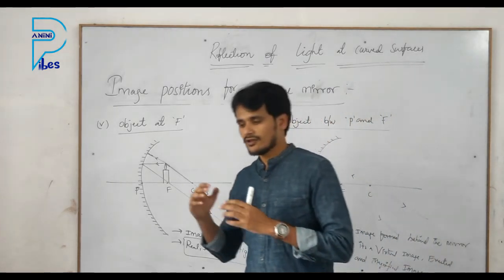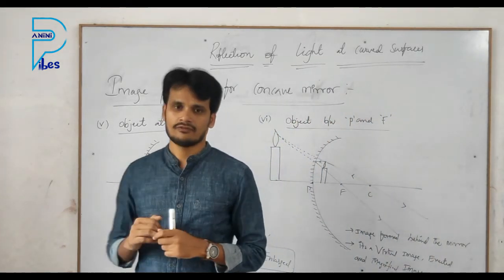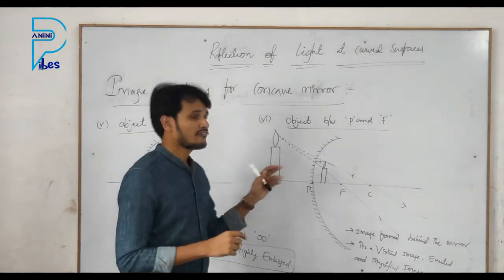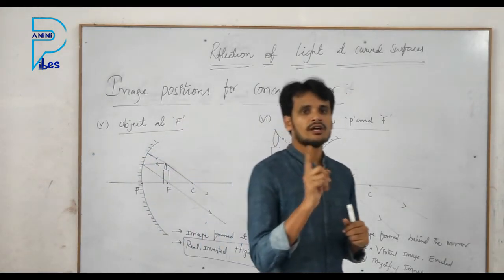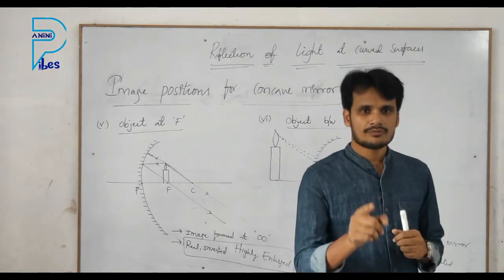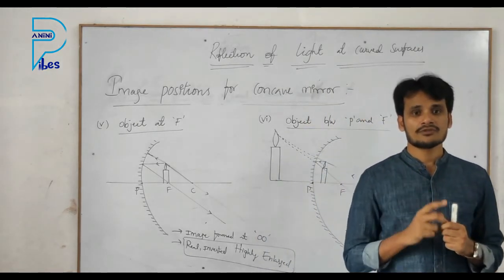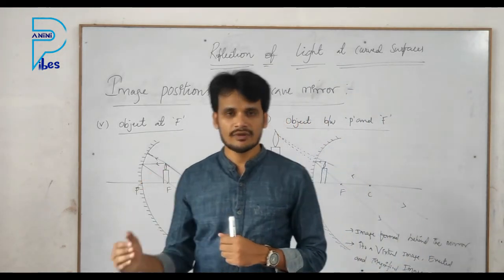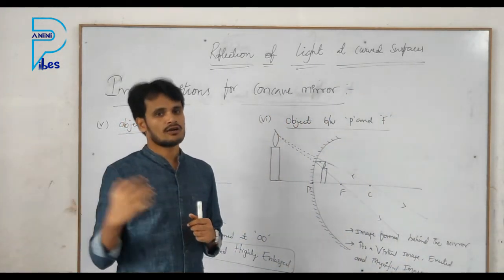And the next case is, if you are placing object between F and C, image forms beyond C. It's a real image, inverted image, enlarged image.